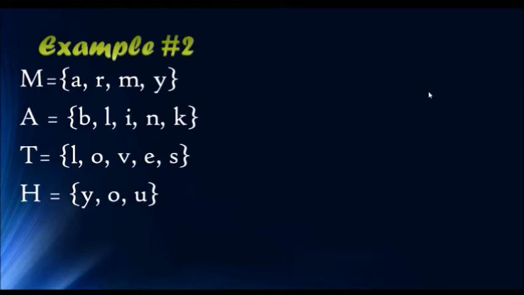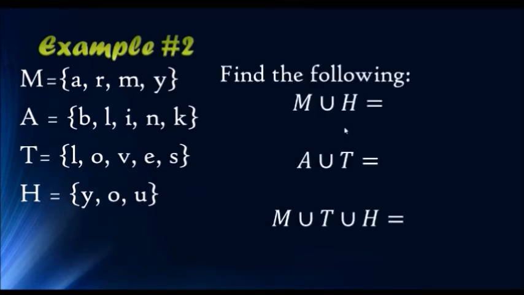Next, example number 2. We have your sets math. Let's try to find the following. First, we have M union H. Now let's try to combine the elements of the set M and set H. So this one. Okay, so A, M, O, R, U, and Y. Next, A union T. We're going to combine their elements.